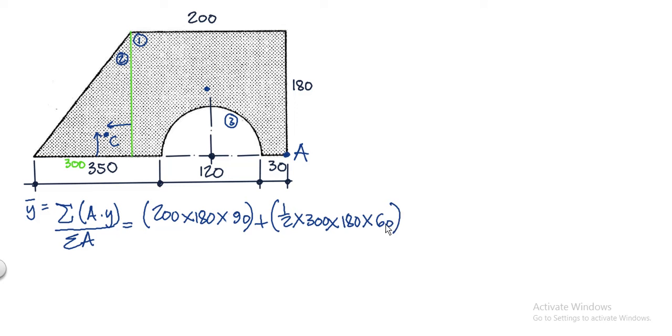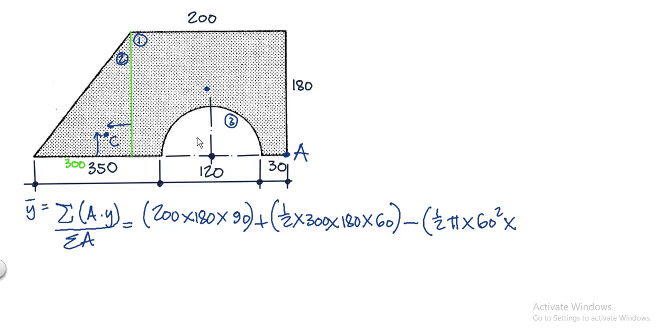Right, now we have a cutout. It's going to be a minus. If it's cut out, it's take away. Not the ones you get at the fish shop, not that takeaway. It's minus. So what's the formula for the area of a semicircle? It's half pi r squared. And what's the radius? The radius is 60. It's half pi r squared times y.